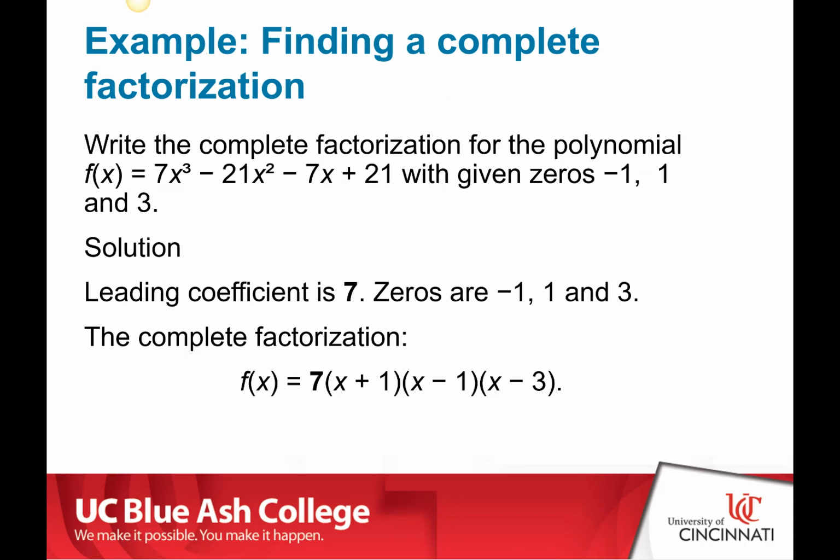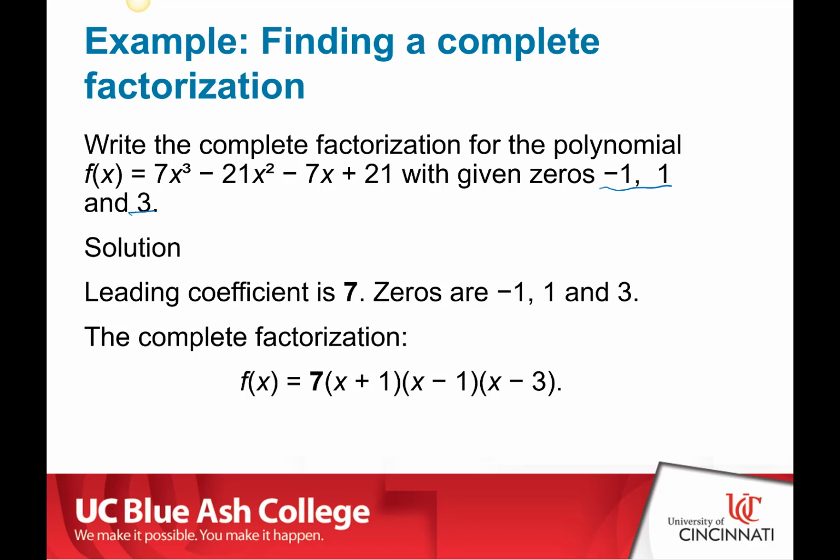Here's one. Write the complete factorization of 7x cubed minus 21x squared minus 7x plus 21. Okay. Oh, look, we're given zeros. Well, that was generous. -1, 1, and 3. How could you get this to break up some? Well, could we use our synthetic division or something to break this up a bit?